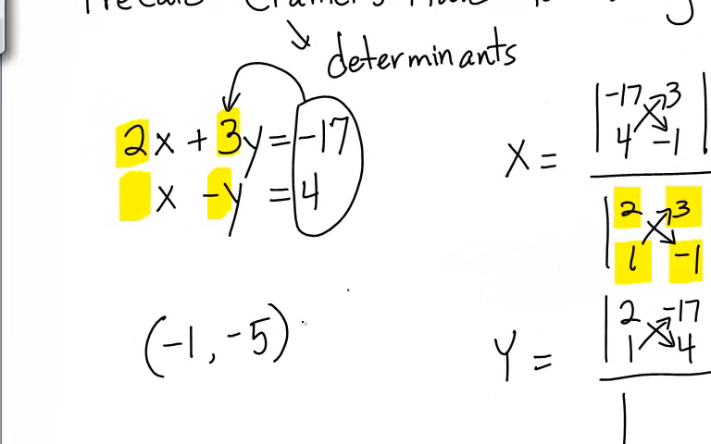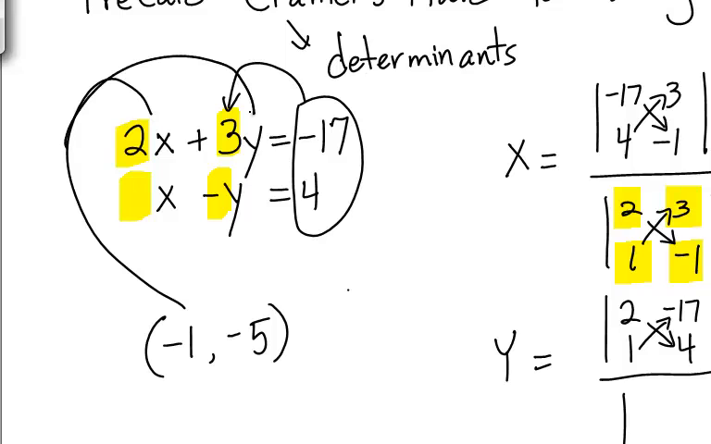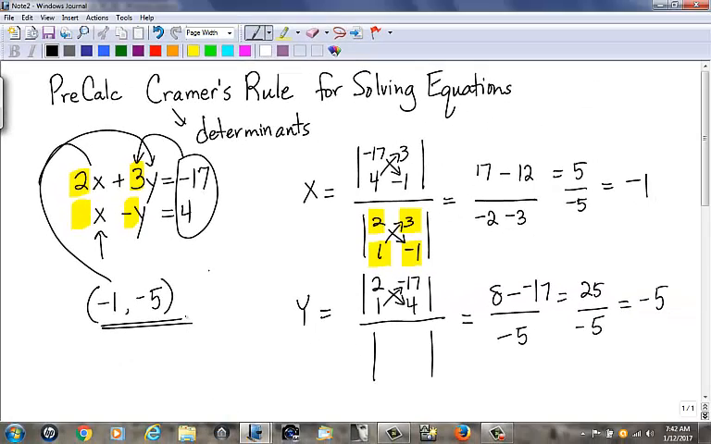So now let's check it, make sure we got our signs right. If you sub the x and the y back in, you'd have 2 times negative 1 would be negative 2, and then negative 3 times negative 5 would be negative 15. Negative 2 and a negative 15 is negative 17, yeah, that checks. Sub in negative 1 into this one, so you'd have negative 1 minus a negative 5 is 4, yeah, that checks. Okay, so that's Cramer's rule.